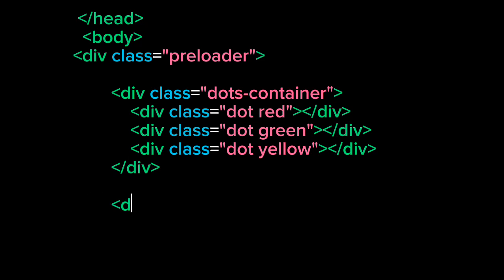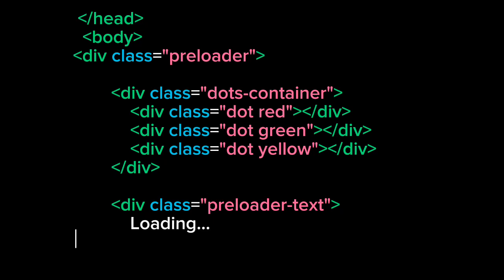Next, we have a div element with the class dots container. This div is responsible for holding the animated dots that visually indicate the loading process. Inside the dots container div, we have three dot elements, each with the class dot. These dots are styled using different colors, namely red, green, and yellow. Each dot represents a different stage of the loading animation.